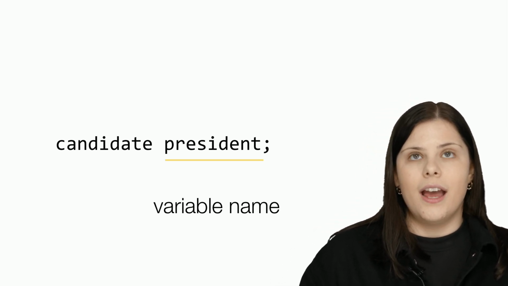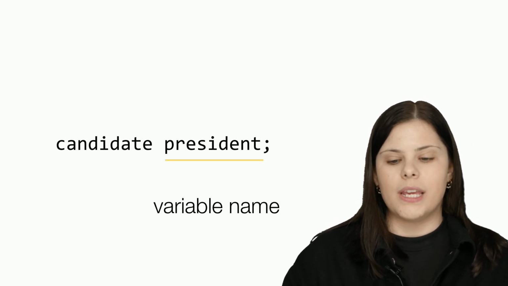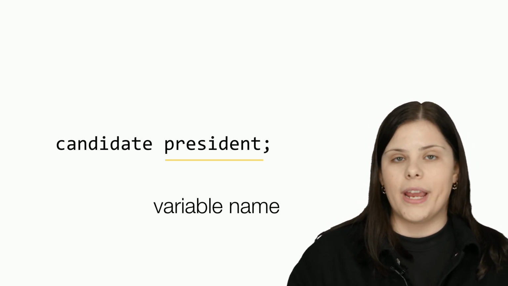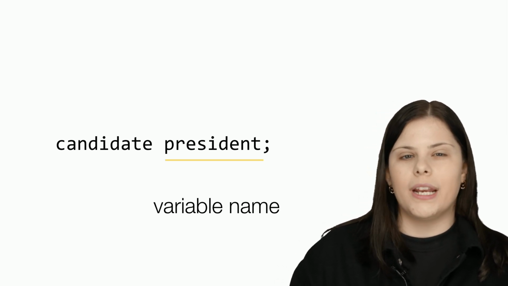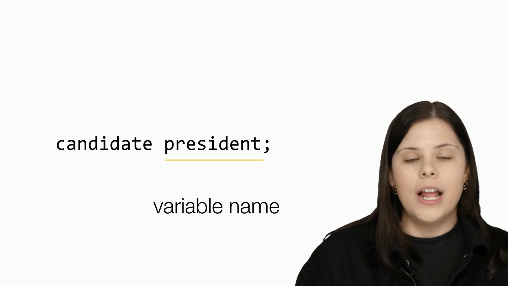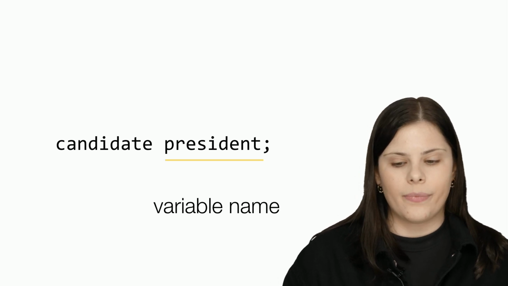So again, president could be any sort of word here. It can be candidate Yulia or candidate Carter, but candidate is the more permanent word that we care about right now because it is the type of our new variable.